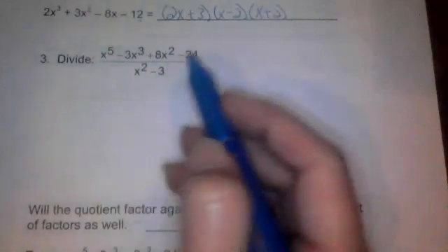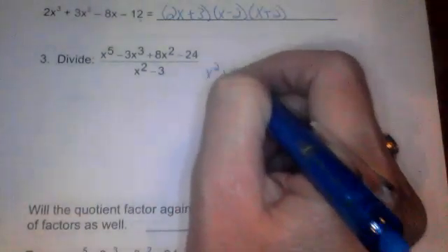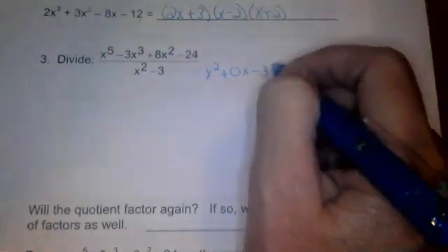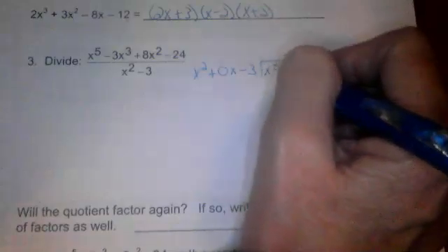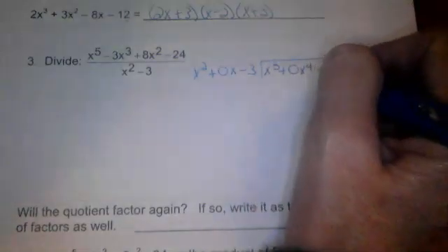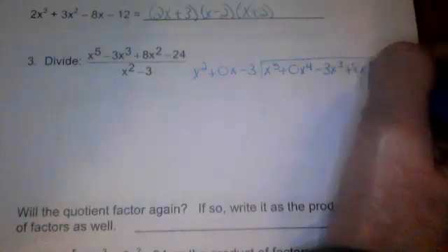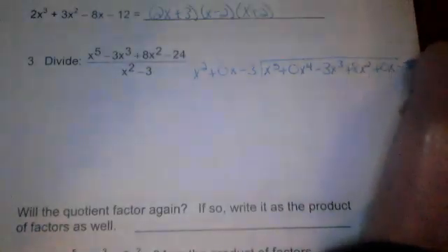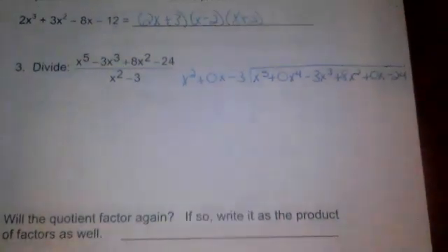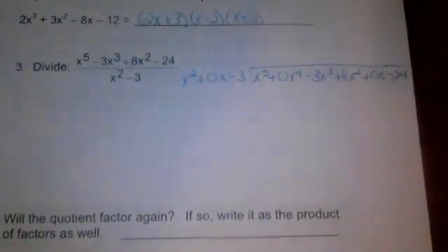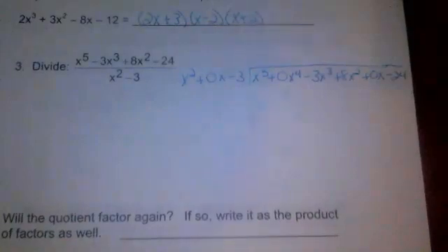Same with our divisor. We're going to put x squared plus 0x minus 3 divided into, and then we got x to the 5th plus 0x to the 4th minus 3x to the 3rd plus 8x squared plus 0x minus 24. So everywhere that we were missing a term, we're going to put in a 0. Now for this particular problem, I don't think it would have mattered, but for some problems it makes a big difference. And so it just lines everything up a little bit better if you hold those places.